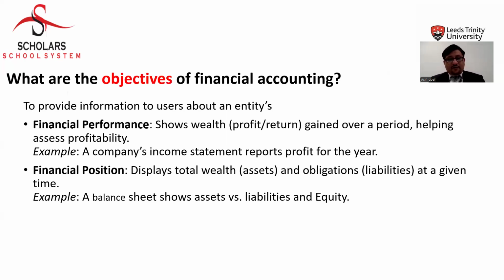What are the objectives of financial accounting? There are two objectives of financial accounting: one is financial performance and one is financial position. Financial performance shows the profit or loss of the business over a period of time, which is included in the income statement. While the financial position shows the assets and liabilities position along with equity at a given time, which comes in the balance sheet.